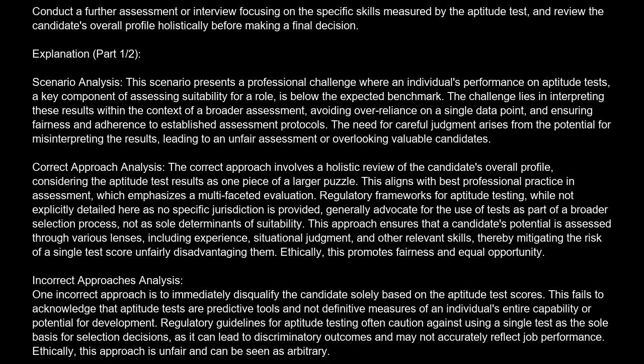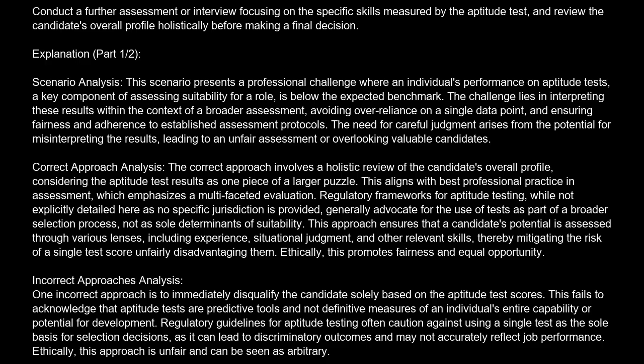This approach ensures that a candidate's potential is assessed through various lenses, including experience, situational judgment, and other relevant skills, thereby mitigating the risk of a single test score unfairly disadvantaging them. Ethically, this promotes fairness and equal opportunity.